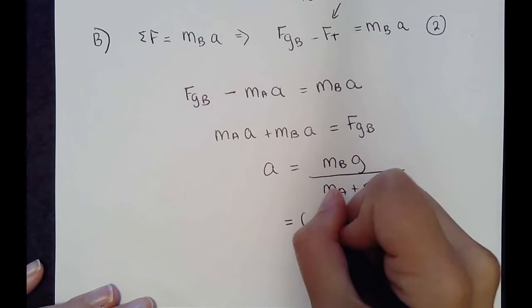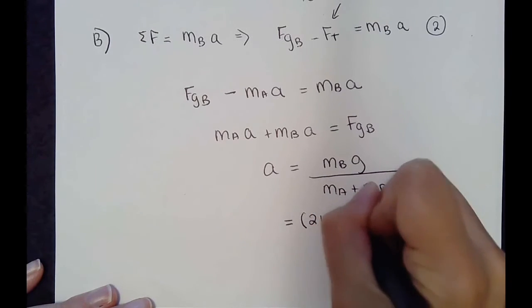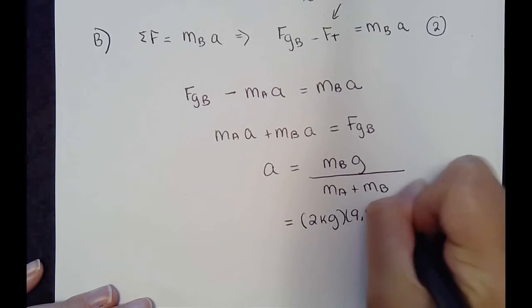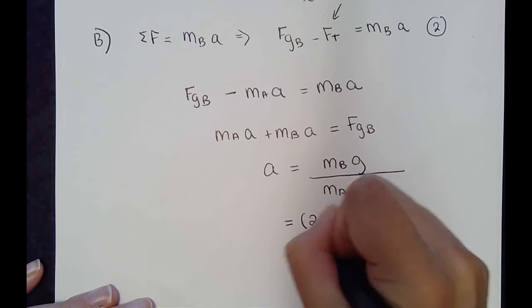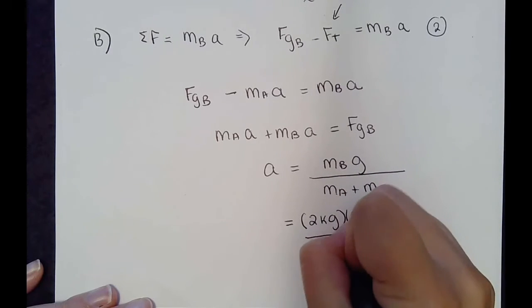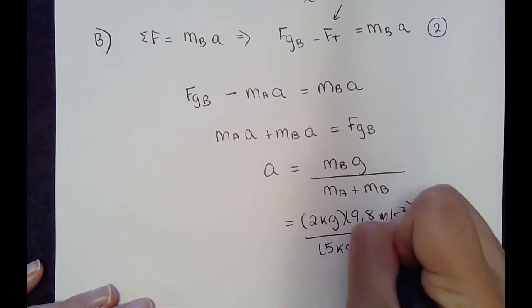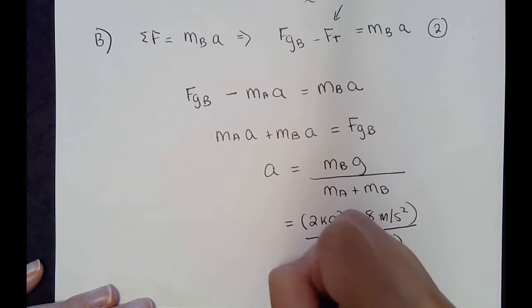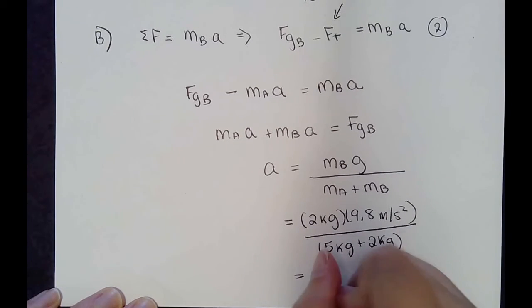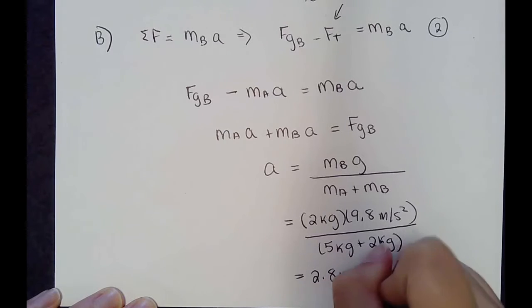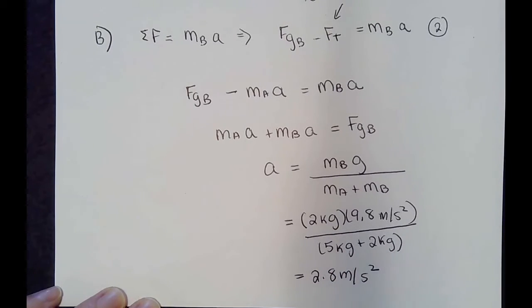So that's 2 kilograms times 9.8 meters per second squared over 5 kilograms plus 2 kilograms, which is 2.8 meters per second squared.